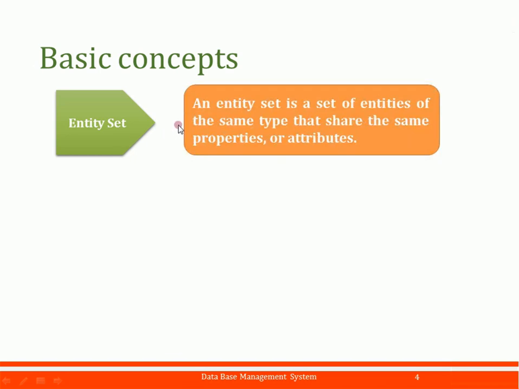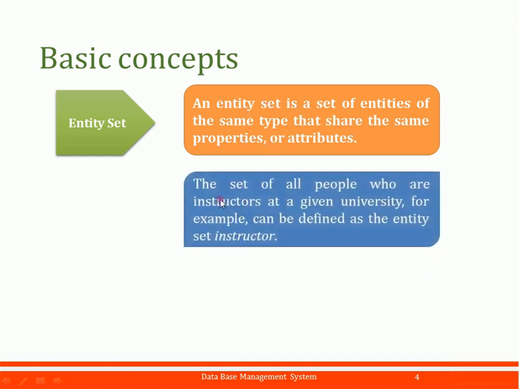The entity set is a set of entities of the same type that share the same properties or attributes. So an entity is a basic object which is a real world representation, and the collection of all the related entities, or entities of the same type, you call it an entity set. The set of all people who are instructors at a given university, for example, can be defined as an entity set instructor.